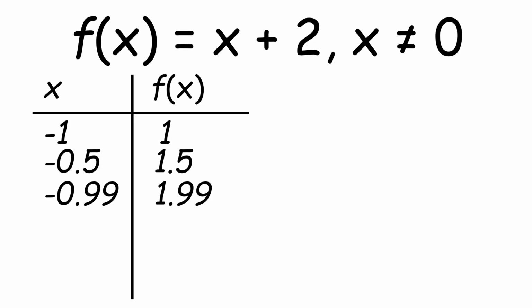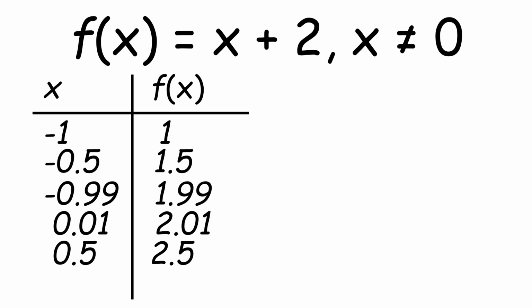Now the function is not defined for 0, but we could use it to calculate a value just above 0. So for an x value of 0.01, f of x is 2.01. When x is 0.5, the function returns 2.5. And when x is 1, f of x is 3.